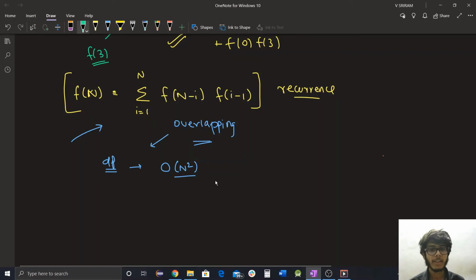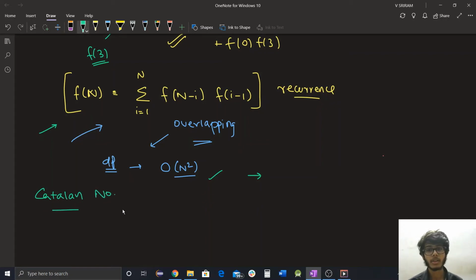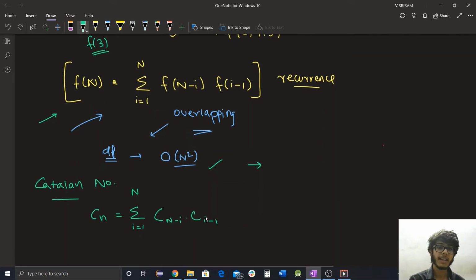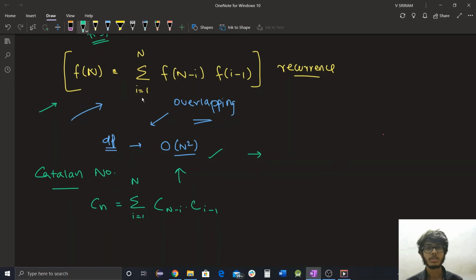So this complexity might work in several situations, but we can still optimize the solution. So let's try to do that. Now the recurrence relation we have just developed, interestingly, is the same as the recurrence relation for what is called a Catalan number. So the nth Catalan number is defined by the exact same recurrence relation, that is C of n minus i into C of i minus 1. Now we can use the properties of Catalan numbers to further optimize this solution.